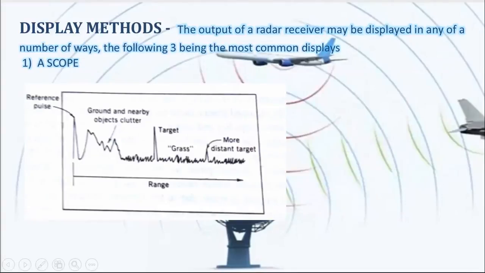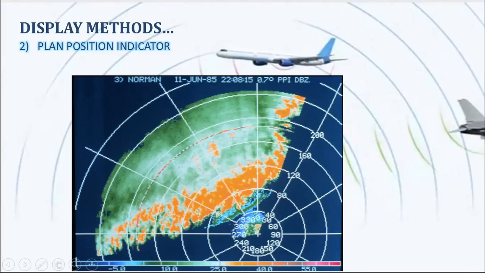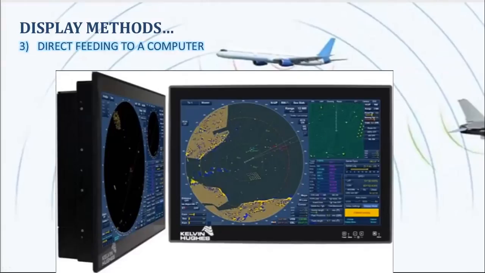Now we have studied radar and the history of radar and different types of factors which will depend on the control system. Now display methods. The output of a radar receiver may be displayed in any of a number of ways, the following three being the most common displays. The first one is a scope display method, and the second one is plane position indicator, and the third one is direct feeding to a computer.